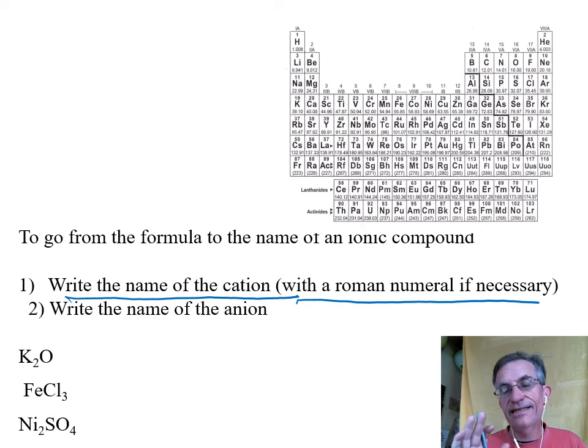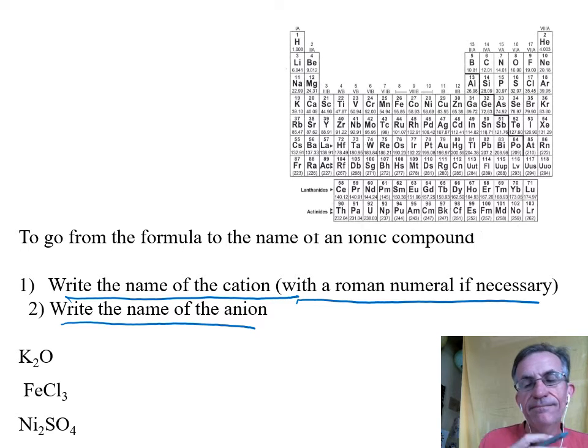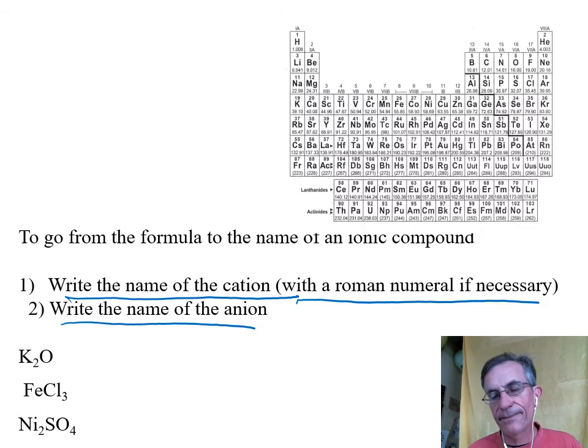And then after you write the name of the cation, you write the name of the anion, all right? So the name goes in the same order as the formula. You write the name of the first thing, and then write the name of the second thing. Sometimes you need a Roman numeral. All right, so let's do our examples.